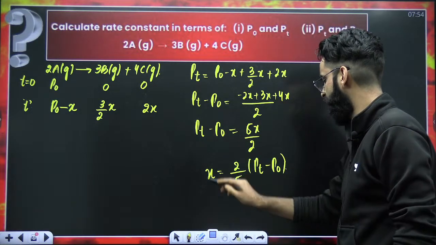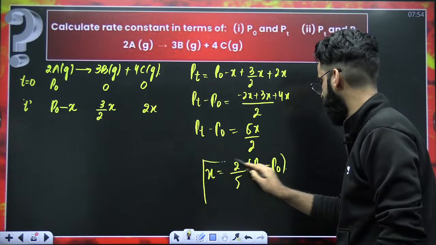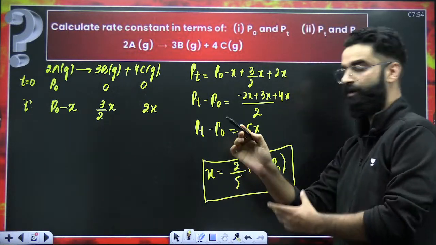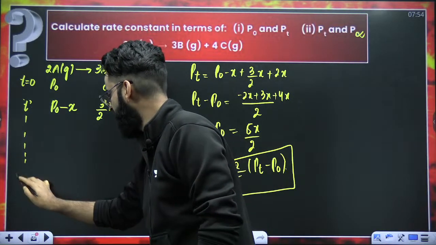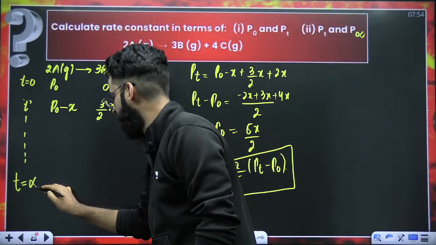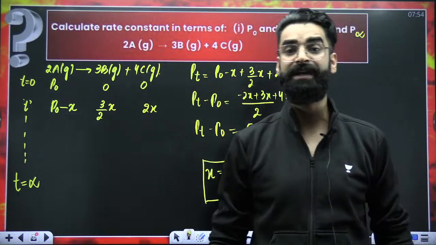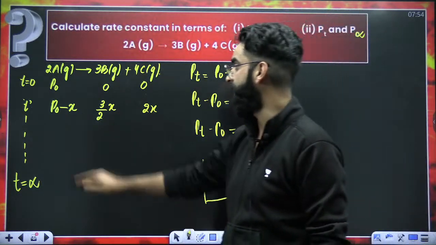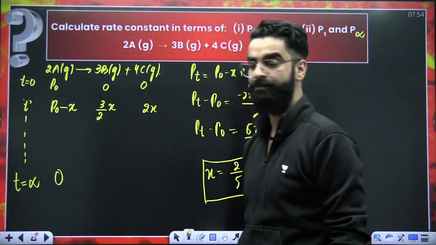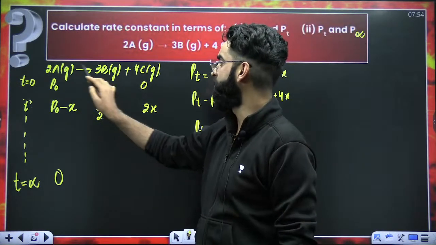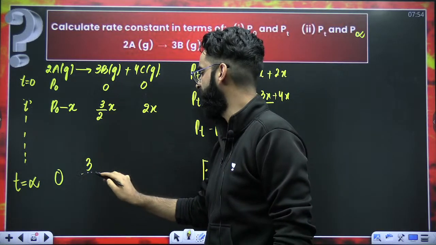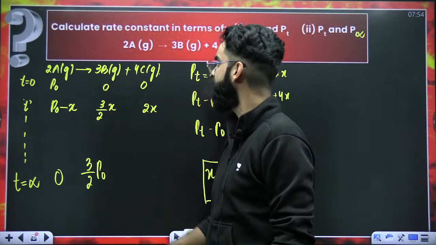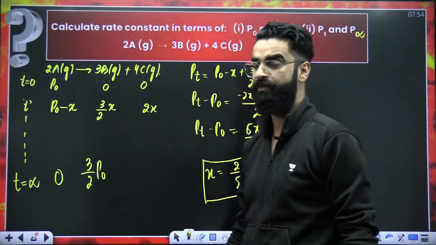So what did we get? We got the value of x from here, right? Now, my dear students, if I continue, if I write t is equal to infinity, right? First order reaction takes infinite time to complete. So t is equal to infinity. Pressure due to A will be 0. Now we use the stoichiometry. 2 moles are giving 3 moles. 1 mole gives 3 by 2 moles. From P naught, you get 3 by 2 P naught. This is the pressure due to B at t is equal to infinity.